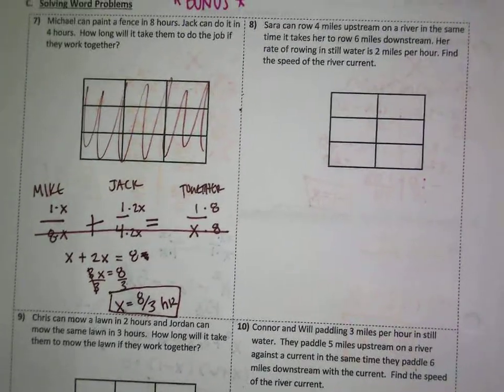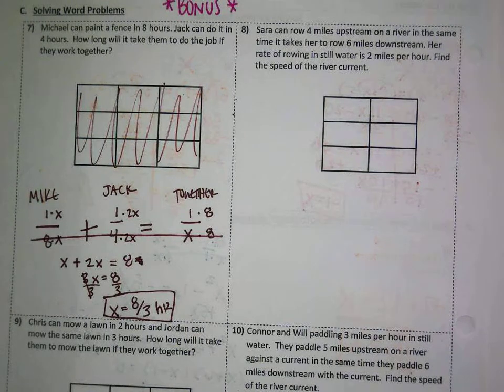All right, last one. Number 8. Sarah can row 4 miles upstream on a river in the same time it takes her to row 6 miles downstream. Her rate of rowing in still water is 2 miles per hour. Find the speed of the river current.